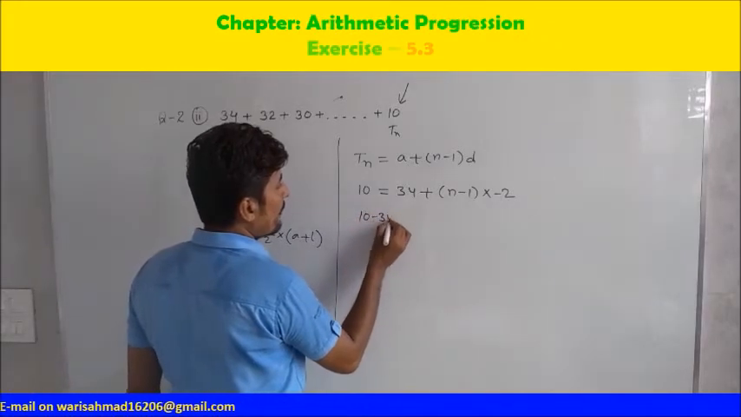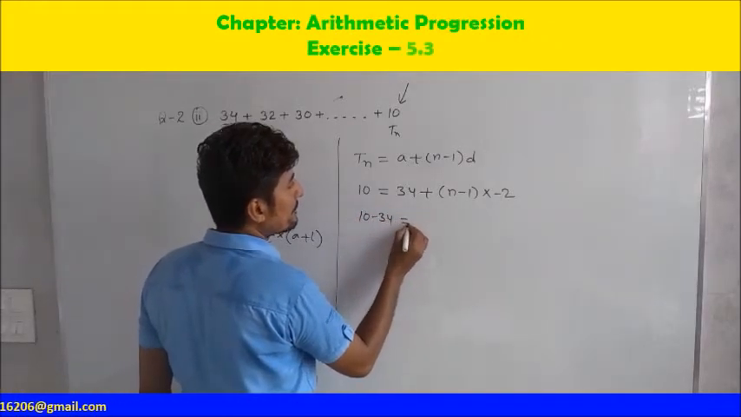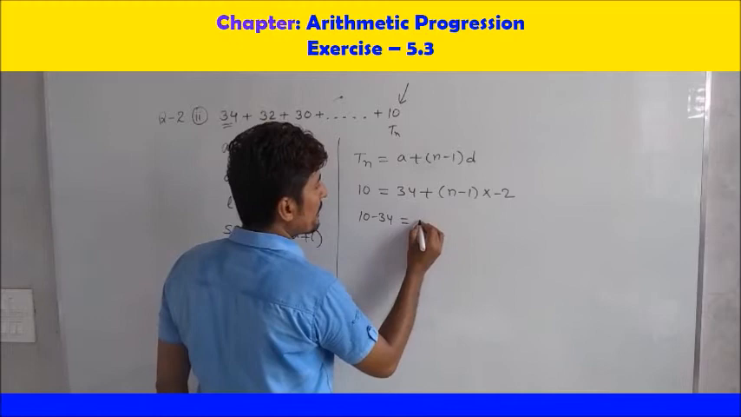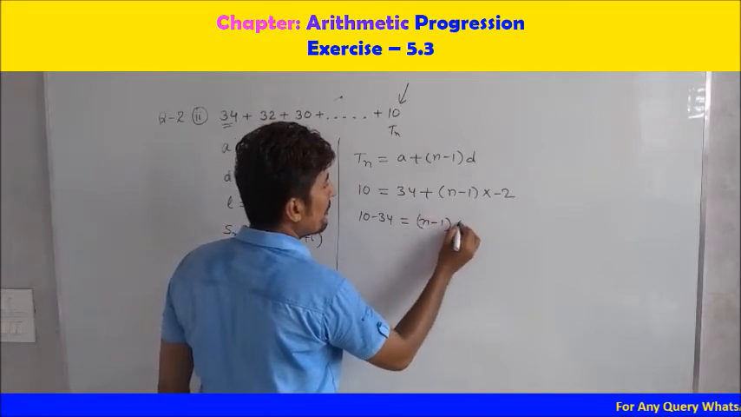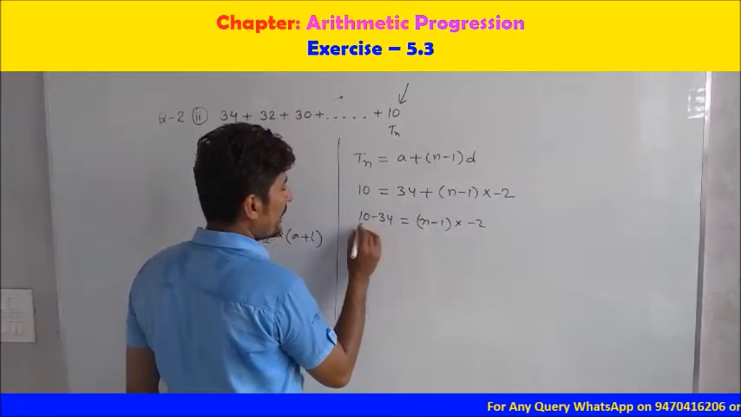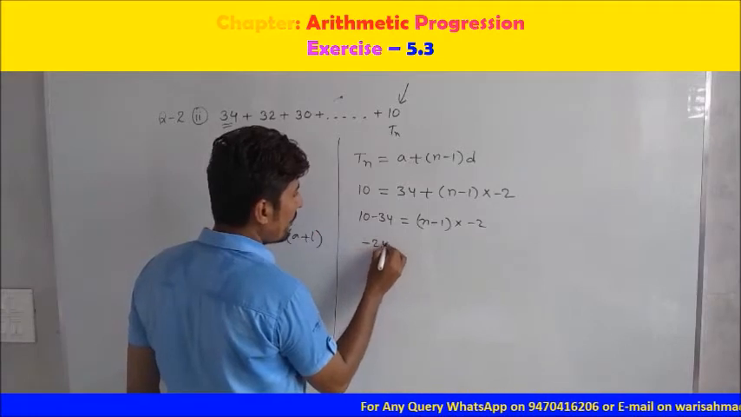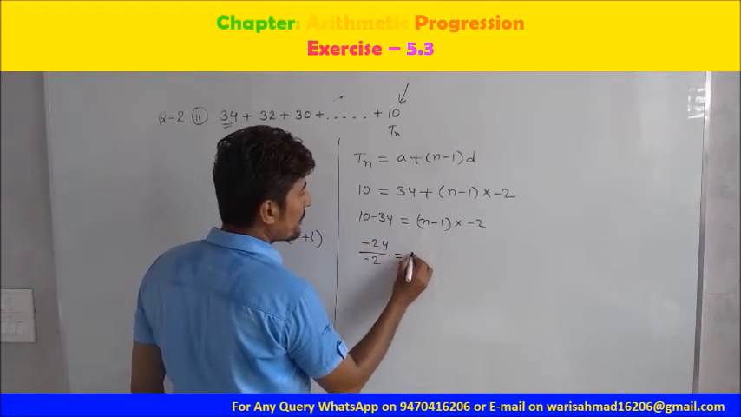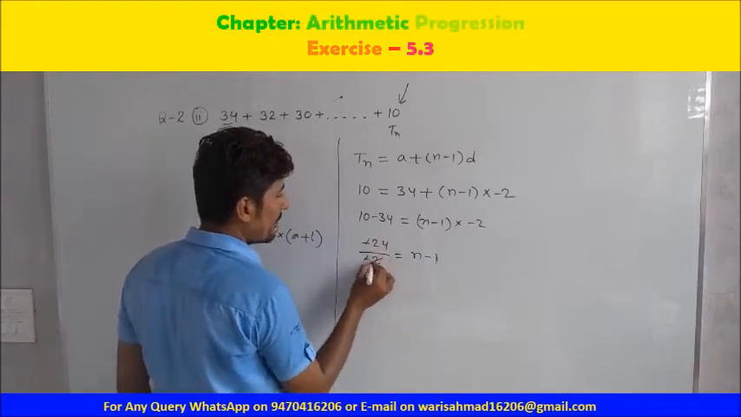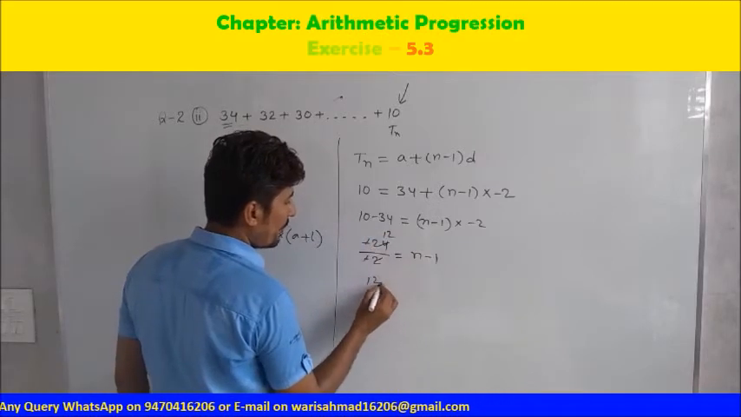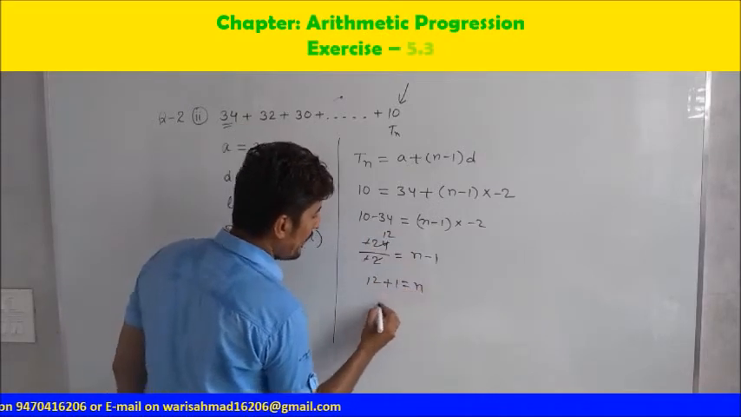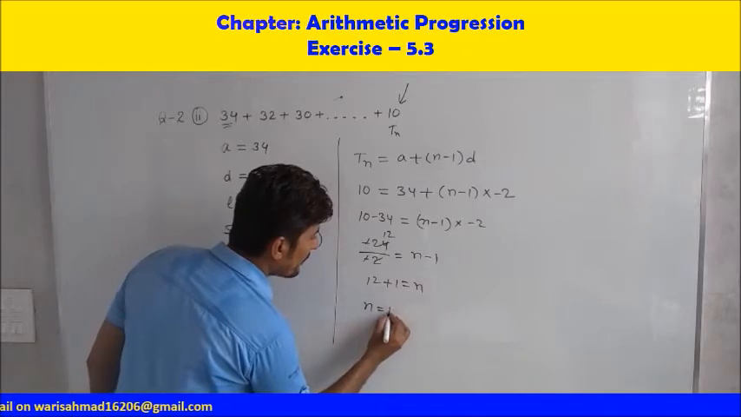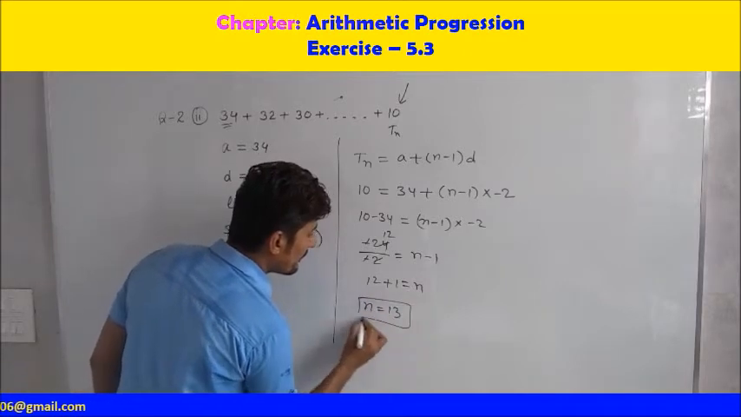10 minus 34 equals (n minus 1) into minus 2. Here we can write minus 24 divided by minus 2 equals n minus 1. 12 plus 1 equals n, and finally we can write here n equals 13.